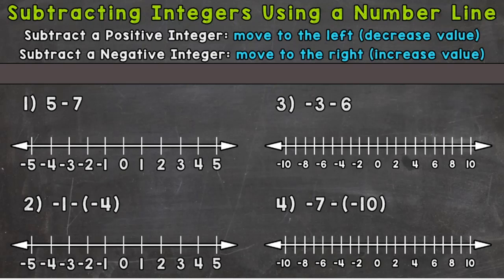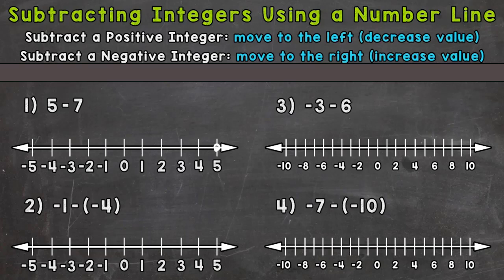Let's have these examples. Let's have our example number 1. 5 minus positive 7. We are subtracting a positive here. So, from 5, we move 7 to the left. And we end up at negative 2, which is the answer.